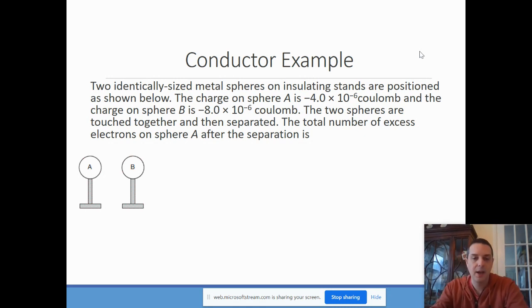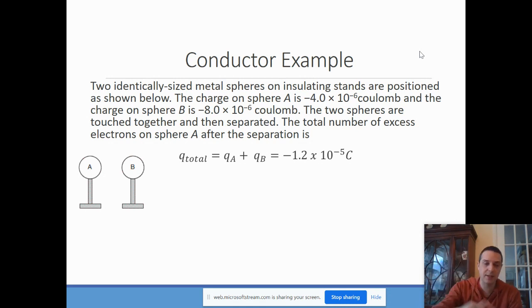Let's figure out first how much charge is between them, because once they touch, they're going to have to spread out over both of them equally. Right? So here we have the total charge that's there in the system. We're going to add the two charges together. If you add -4 times 10 to the -6, and you add to it -8 times 10 to the -6, what you're going to get is -12 times 10 to the -6, or -1.2 times 10 to the -5 coulombs. So that's how much charge is there between them.